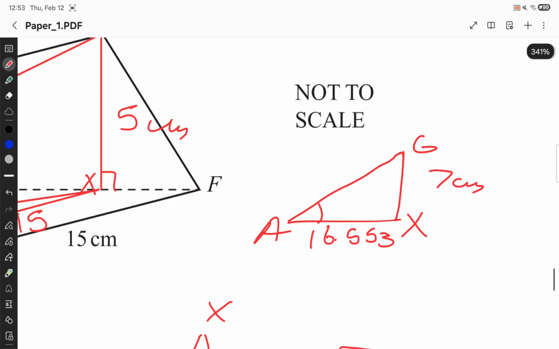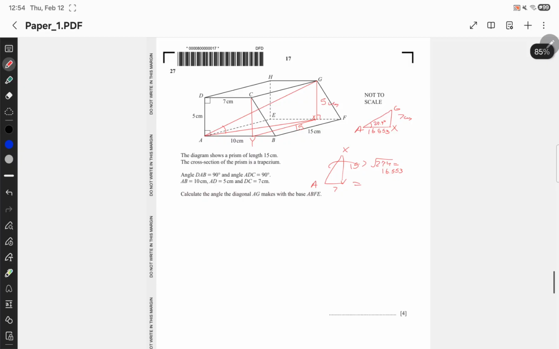Okay, so how do you find this? We do not have any hypotenuse value. Okay, so we can use tangent instead. So tangent of theta is equal to opposite over adjacent, TOA. I'll just write it on my calculator. Inverse tangent of 7 over 16.553 is equals to 22.92 degrees, or 22.9 degrees, because 1 decimal place rounding, and that is our answer.